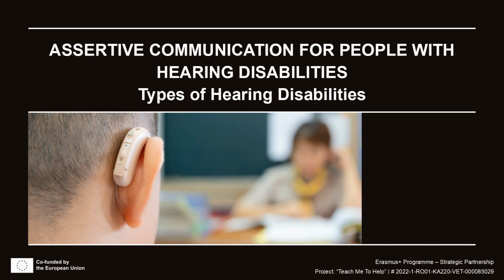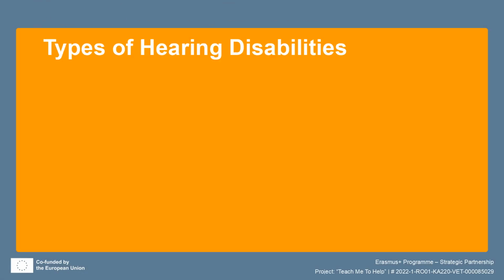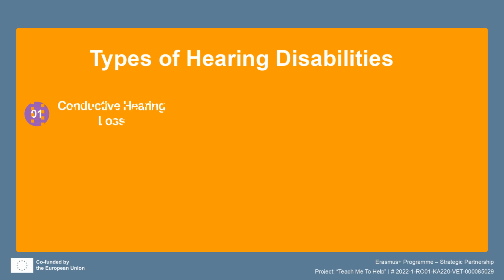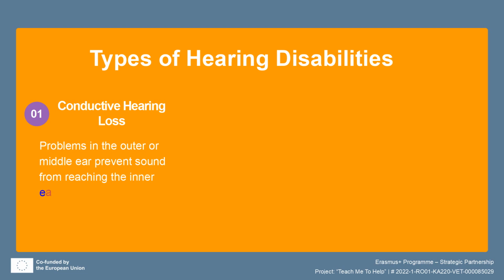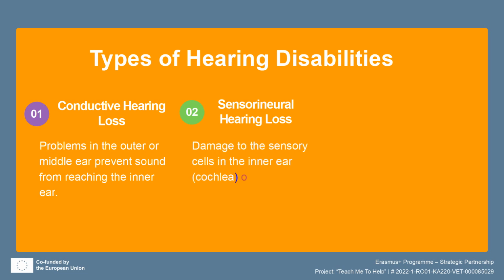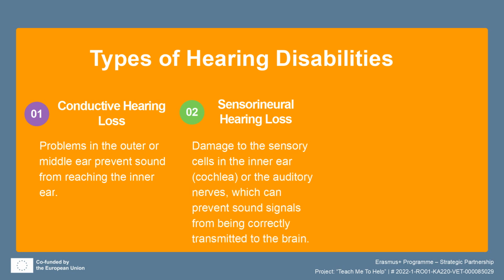Assertive communication for people with hearing disabilities. Types of hearing disabilities. Conductive hearing loss. Problems in the outer or middle ear prevent sound from reaching the inner ear. Sensorineural hearing loss. Damage to the sensory cells in the inner ear, cochlea, or the auditory nerves, which can prevent sound signals from being correctly transmitted to the brain.